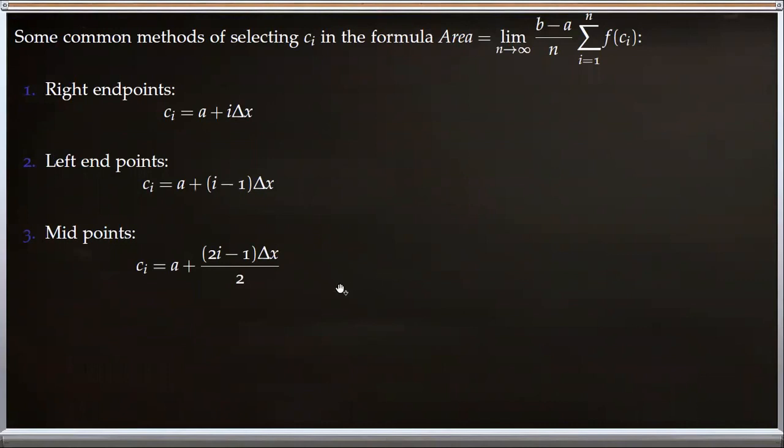Now, depending on what type of endpoints you want to use, we can find a formula for ci. So for example, if we are looking at this region from A to B under the function f, so this is the ith interval.